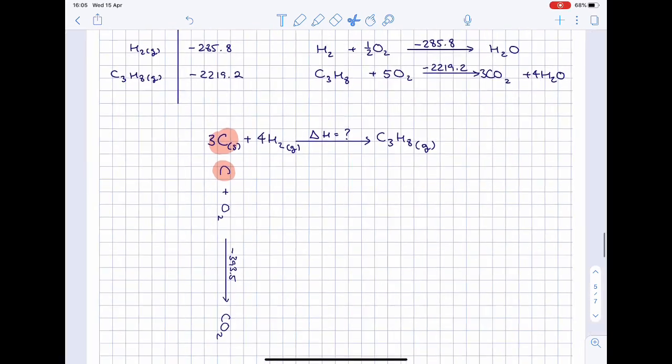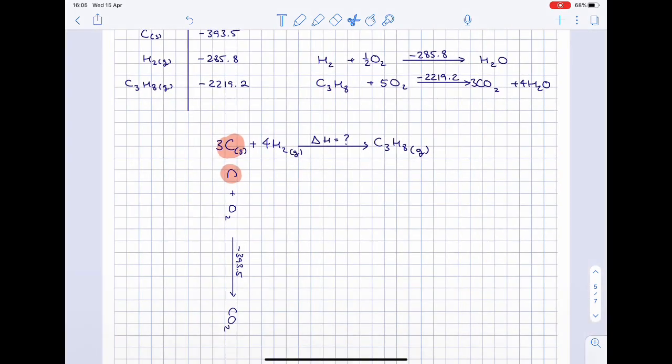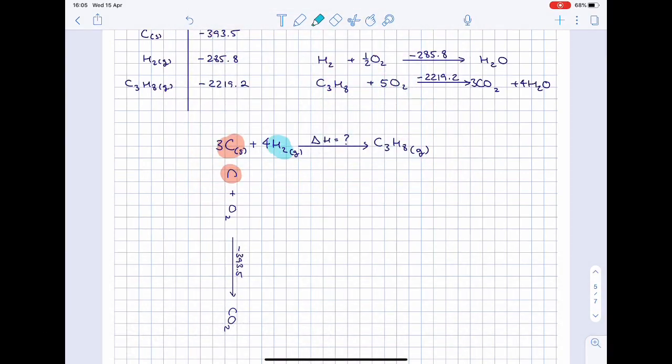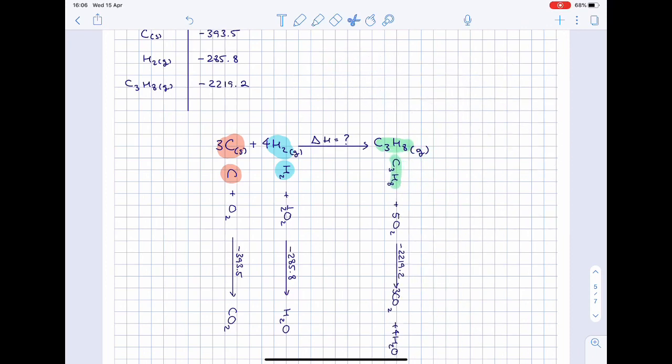I'm going to do the same for the other elements. So I can see hydrogen here in the equation I want to work out the enthalpy change for. I can see that in these equations hydrogen appears here. So I'm going to connect those two hydrogens by picking up this equation and putting it here. And I'm doing the same with the propane. I can see propane is here, so I can even highlight it if I want to, match those, and I'm going to connect the propanes together and we get the propanes there.